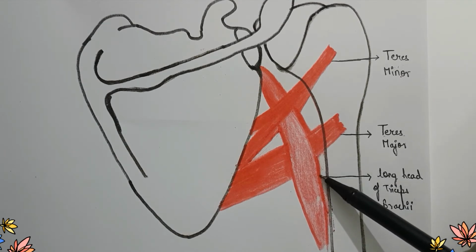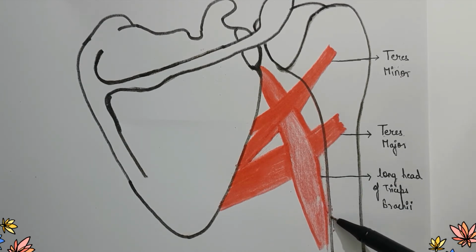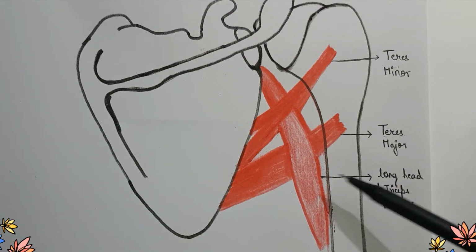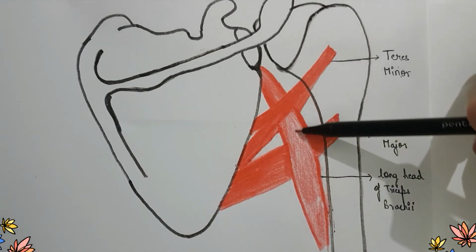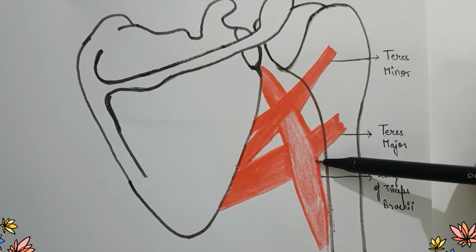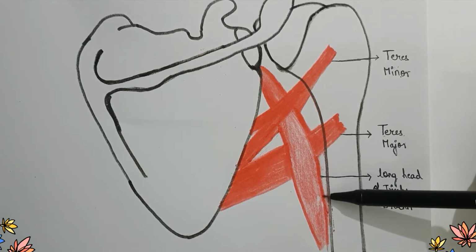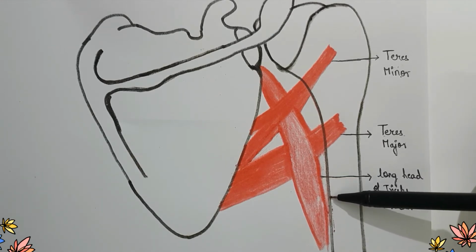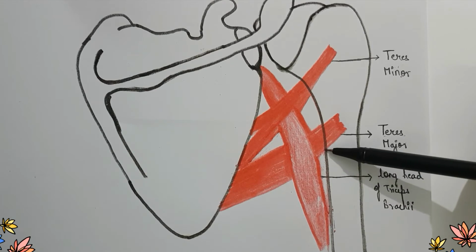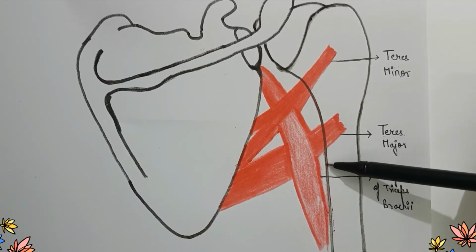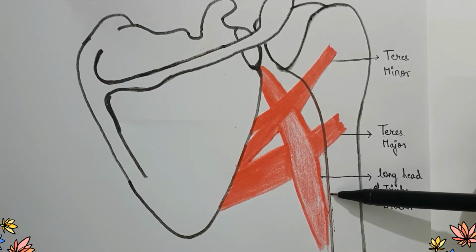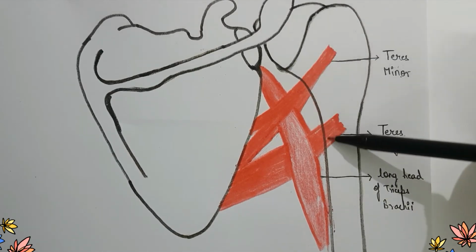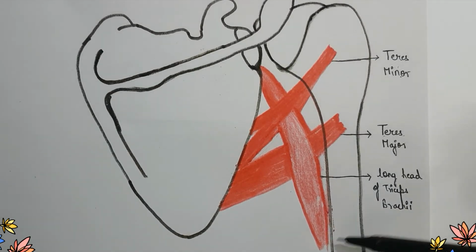The medial boundary is formed by the lateral border of the long head of the triceps brachii. This one is the triceps brachii. Now coming back to the lateral boundary: the lateral boundary is formed by the medial border of the humerus. This right here is the medial border of the humerus.